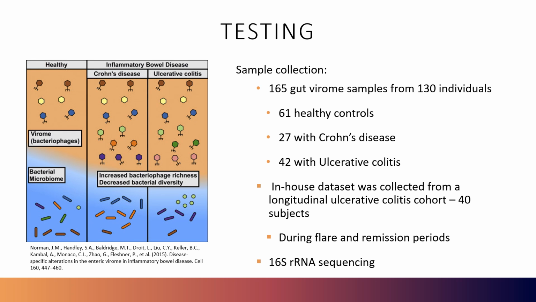An additional in-house dataset was collected from a longitudinal ulcerative colitis cohort, which consisted of 40 subjects. This was to analyze the virome changes over time during these periods of flare and remission. The patients were analyzed by the Mayo score, and the Mayo score is a disease activity index used to measure the severity of ulcerative colitis.